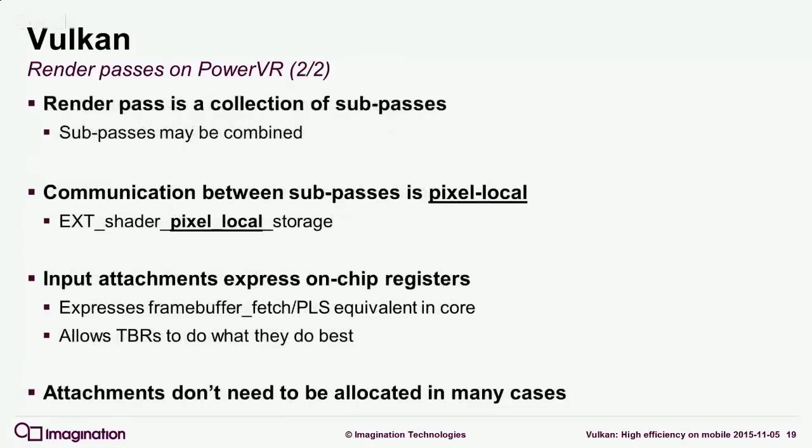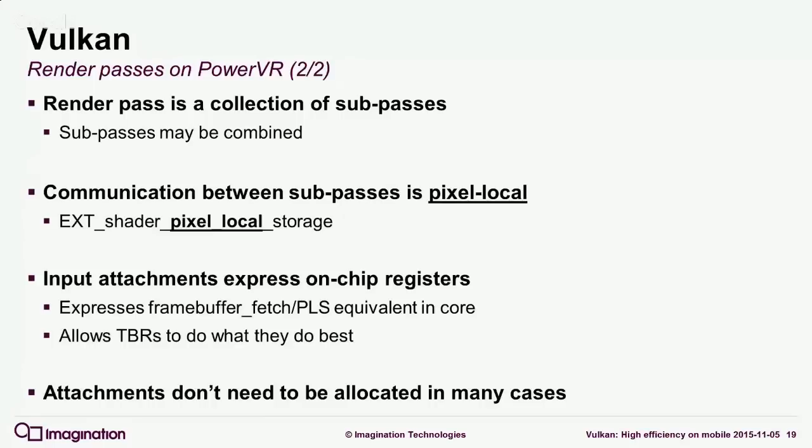And that's just a subpass. So a render pass is a collection of subpasses, and they may be combined by the implementation. This is possible because the only communication between subpasses is pixel local, as in EXT shader pixel local storage. This is pixel local storage.